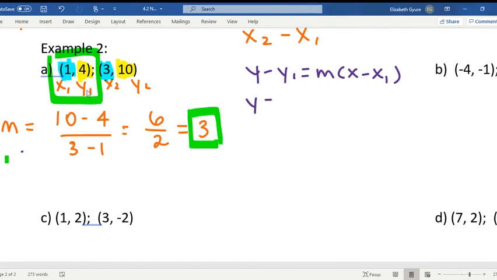Since I picked this first point, what's my y1 value? 4. Equals m, which we just found, which is what number? 3. And then parentheses x minus x1, which if I pick this first point is 1. Yes. And then it's the exact same process. Correct, yeah. Now what's my next step?